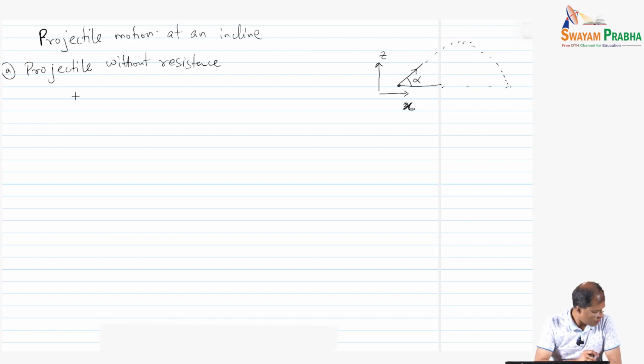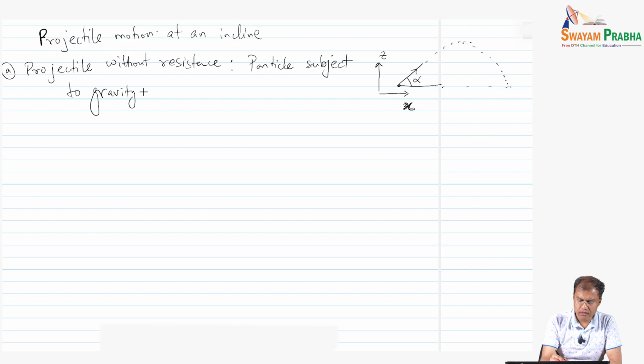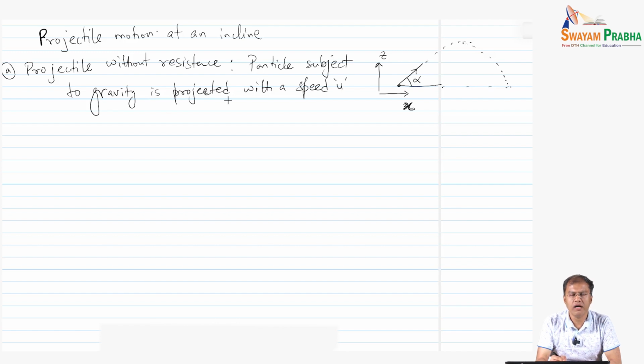So to begin with, suppose we have a particle which is subject to gravity. So a particle subject to gravity is projected with a speed u, okay, subject to gravity. Which means the only force acting on the particle at any given instant of time is the weight of the particle.